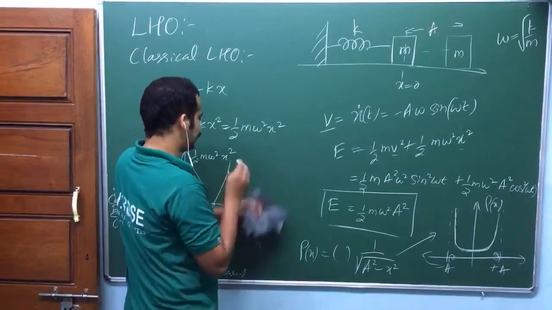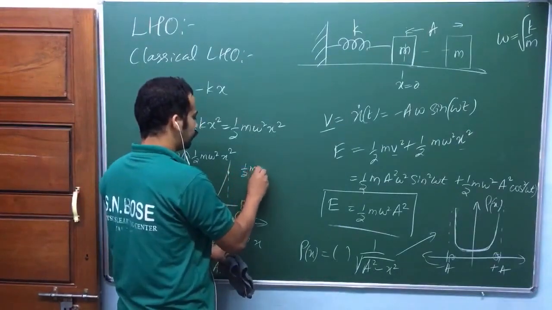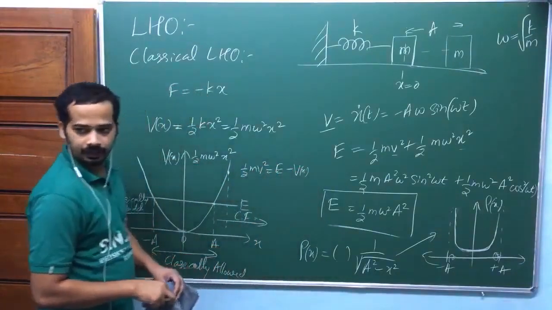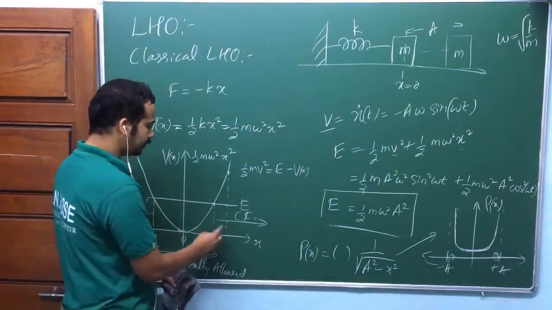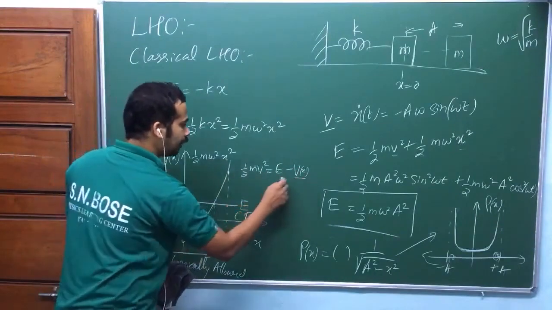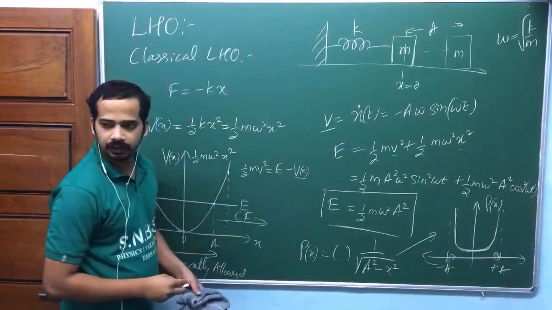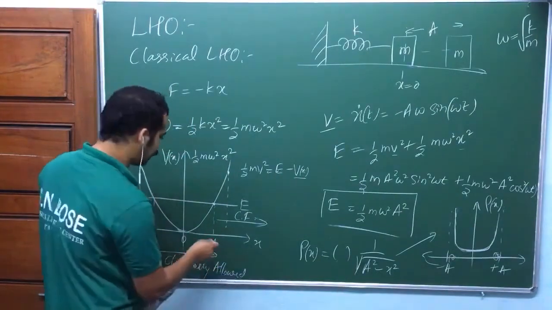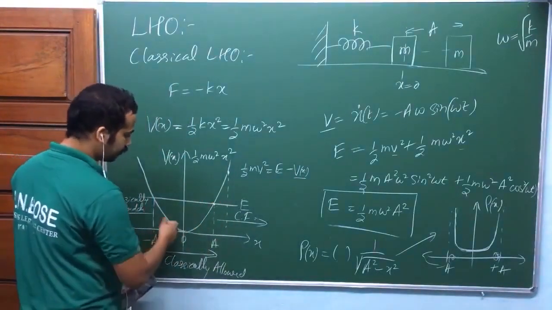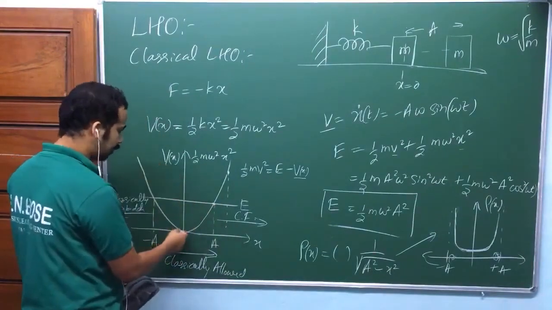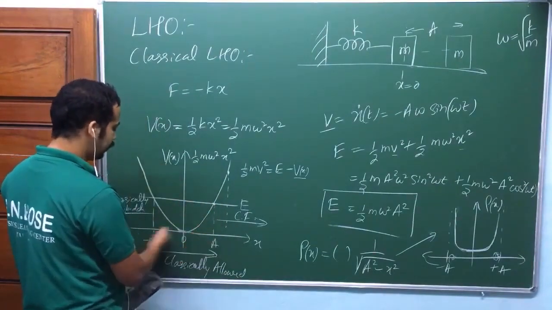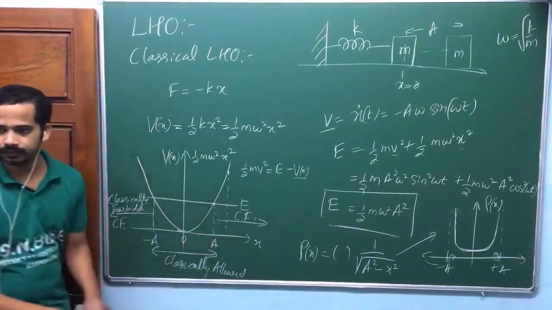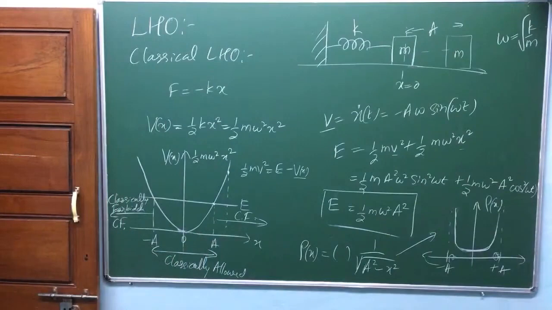So what is the kinetic energy of the particle? Half mv square is equal to E minus V of x. So if you go beyond this region, your potential energy will be higher than the energy, and your kinetic energy would be negative. That will never happen, isn't it? So once you give this energy by dragging the mass to one of the extreme positions, it will start oscillating. It will be bound here, okay? Bound motion. We say bound motion classically.